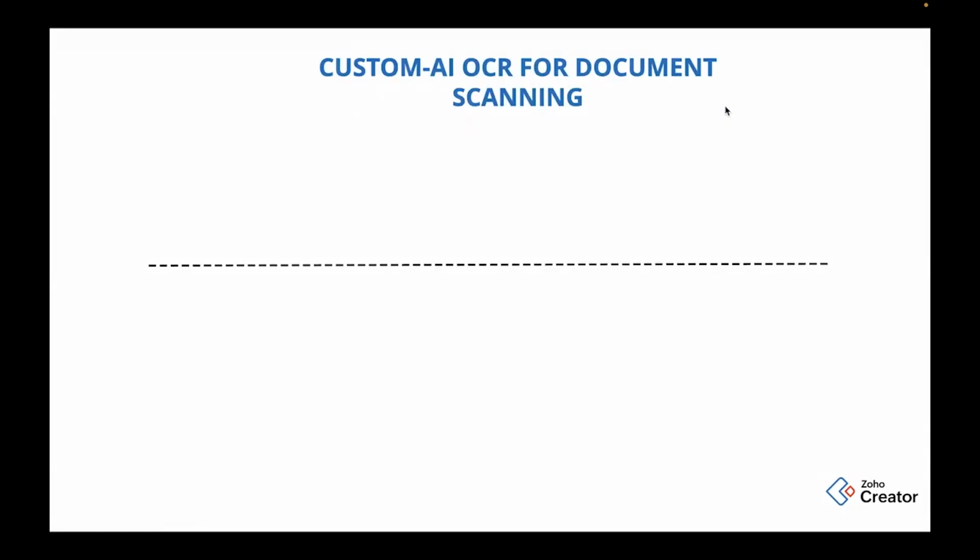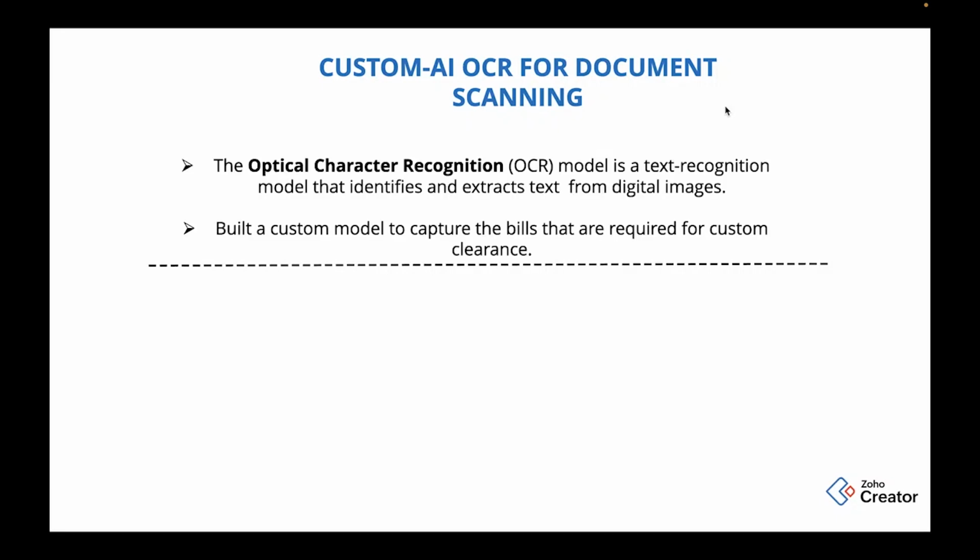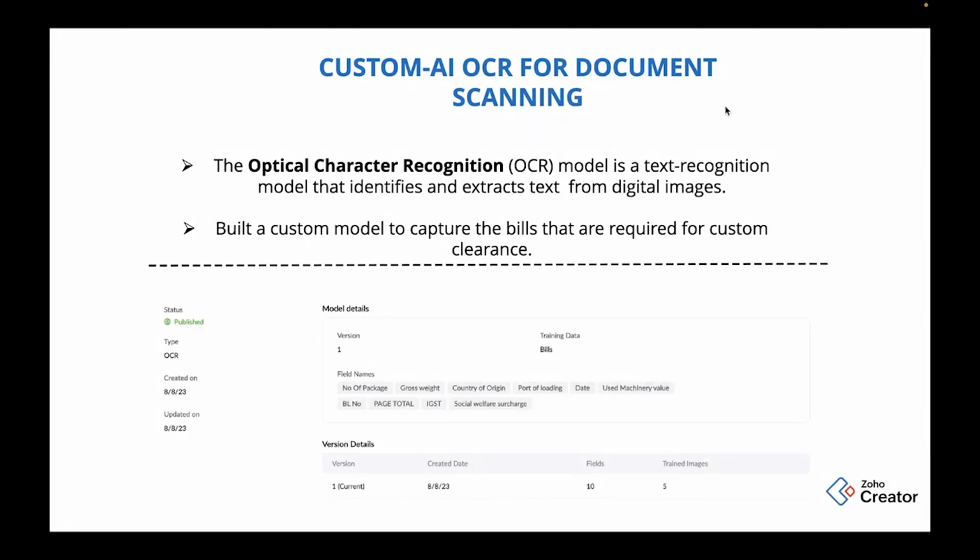So next is the custom AI OCR for document scanning, where we have used the optical character recognition model to extract the text from images, and we have used this to digitize the bills that are physical bills, so that we can load them inside the system and get only the details that are required from the bill of entry and bill of lading that I was talking to you about. So this is how it will look. We'll have a small demonstration of the custom AI OCR.